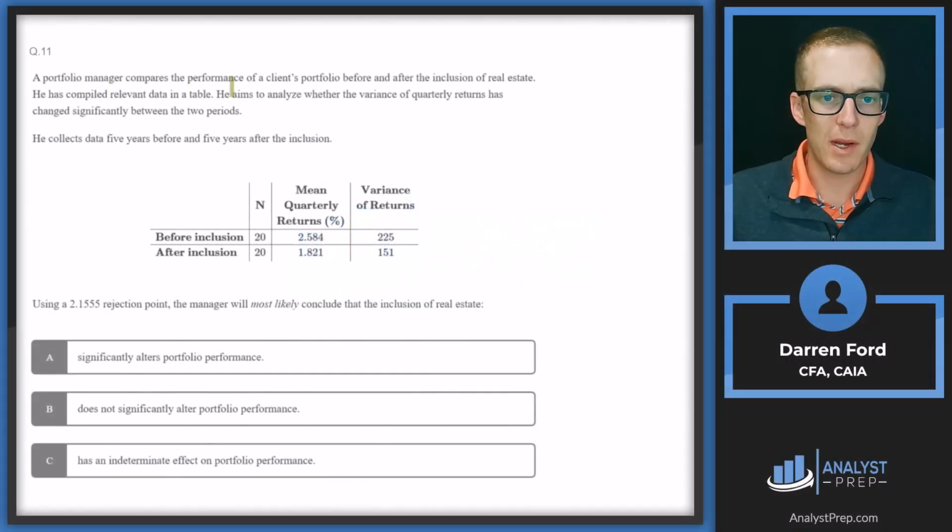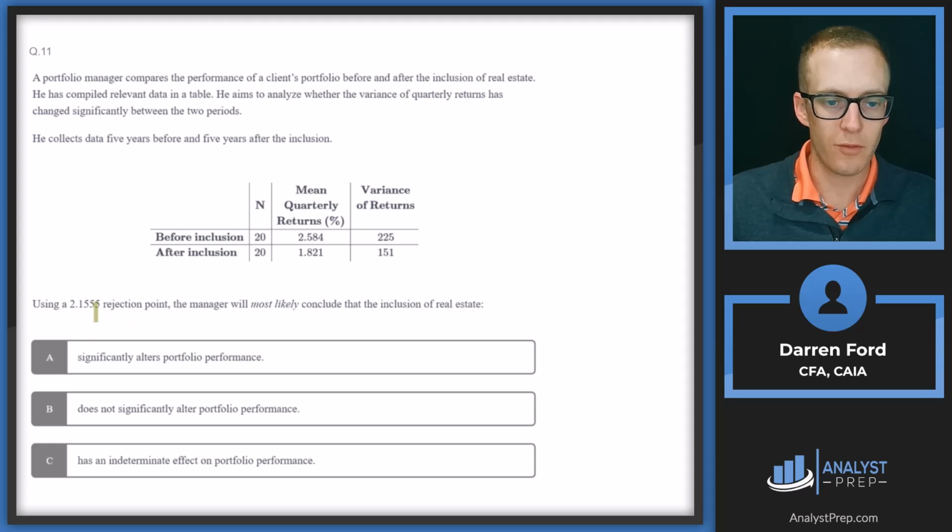A portfolio manager compares the performance of a client's portfolio before and after the inclusion of real estate. He has compiled relevant data in a table. He aims to analyze whether the variance of quarterly returns has changed significantly between the two periods. He collects data 5 years before and 5 years after the inclusion. So we have that data down here.